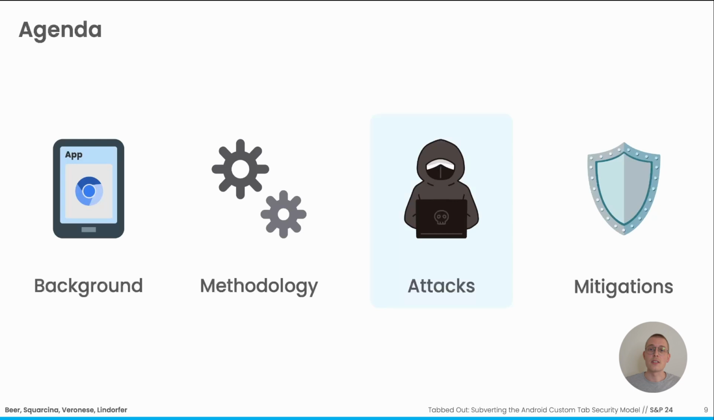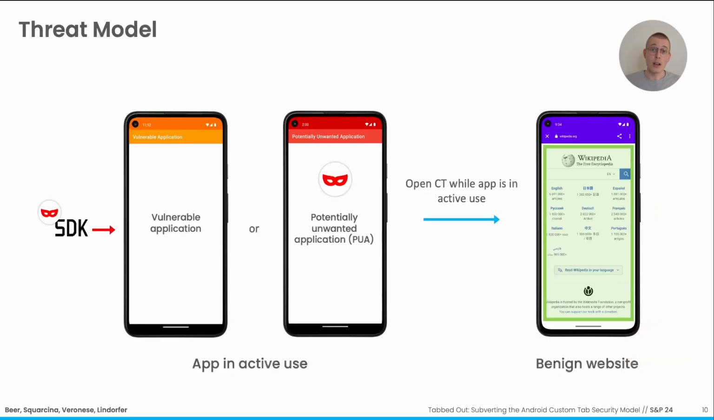Okay, so let's talk about the attacks. For all of the attacks, we assume the same threat model. We assume either a potentially unwanted application or an application that embeds a potentially unwanted library or an SDK. We then also assume that this application is in active use by the user. This application then opens a benign website or a target website in a custom tab.